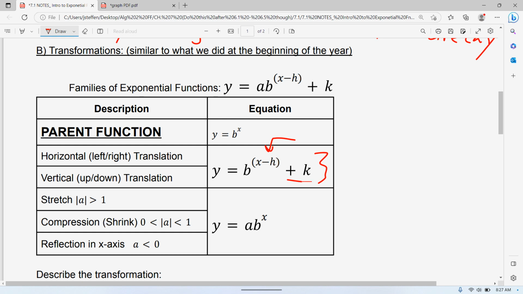Then the k back here is going up or down, and that one makes sense. If it's +3, you go up 3. If it's -4, you go down 4. That one's not terrible. Now, all this other stuff, the number in front, that a that we talked about earlier, is a stretch or compression. If it's negative, it reflects it across the x-axis. I'm not going to worry about that. I'm not going to give you any of those. For us, that a is the y-intercept. That's the place we see the stretch or compression on our graph. So as long as you remember that a is the y-intercept, you do not have to worry about those reflections.